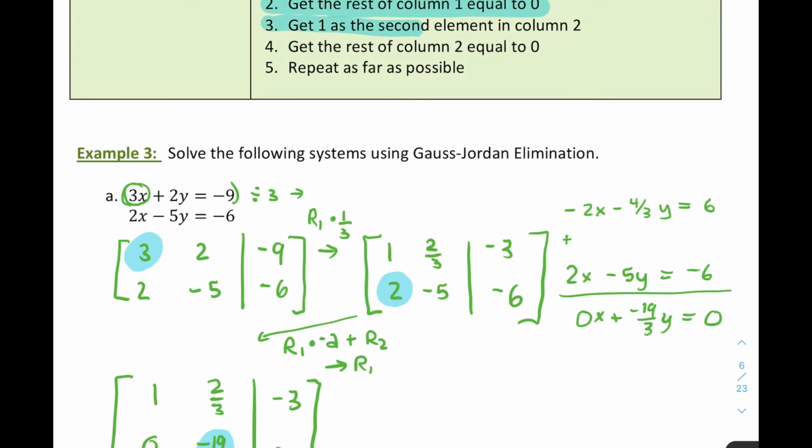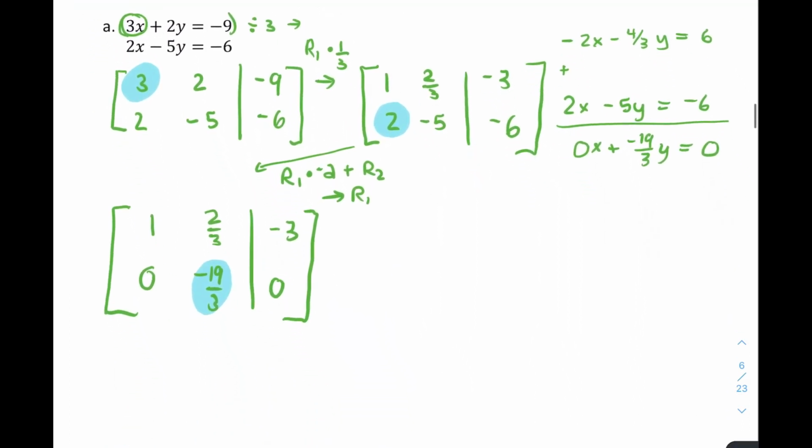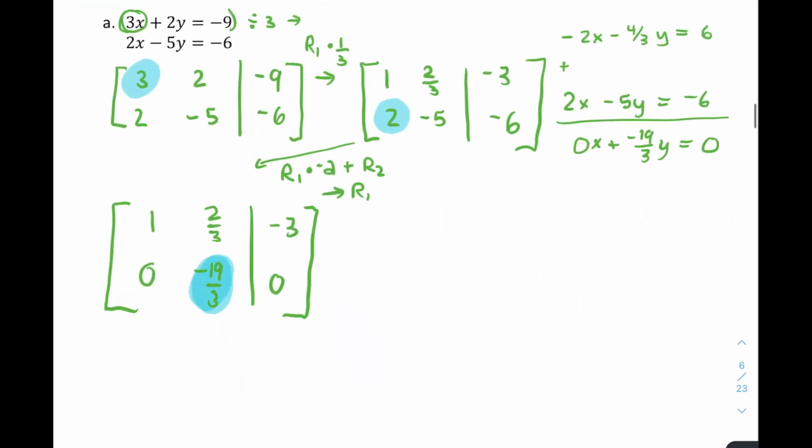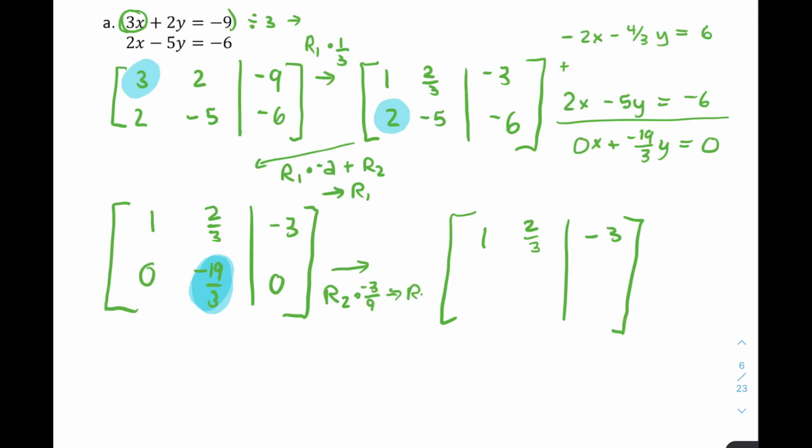Now I want to go to column 2 and get my 1 in that column. You always want to get the 1s first along your diagonal when you're working in each column before you get your 0s. So first thing I'm going to do here is rewrite my row 1 because I don't need to change anything in it. And then if you think about the equation that this represents, I could multiply by -3/19, or divide by -19/3, to get a 1 there instead.